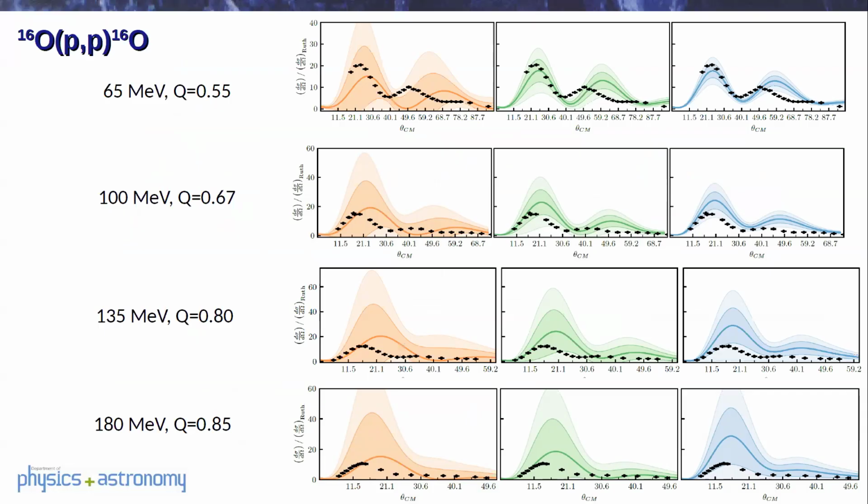And here the description is within the data. Here it's a little bit on the bottom part, but within one of the confidence intervals. But if you go to very high energies, it just doesn't converge very quickly.